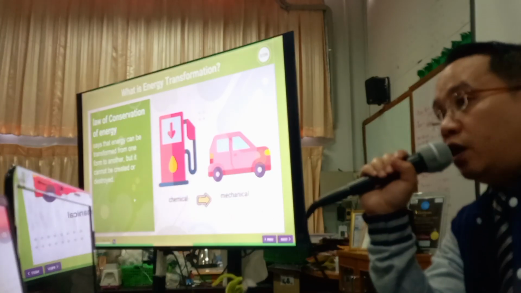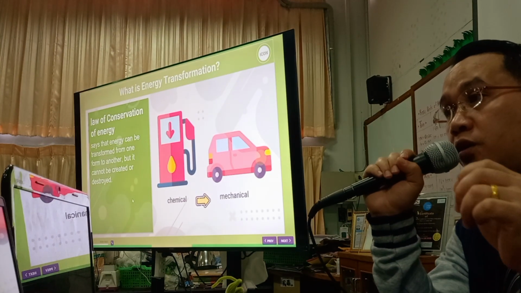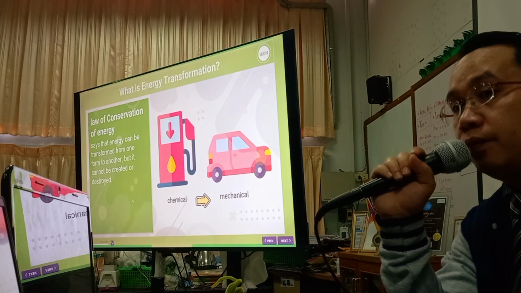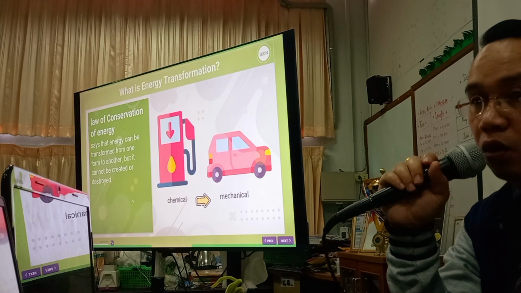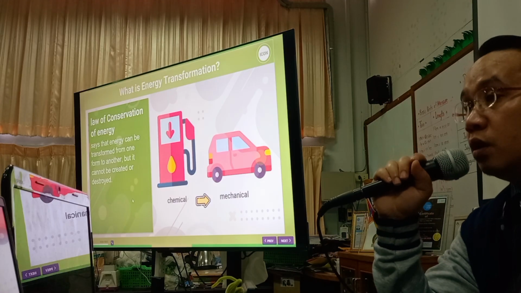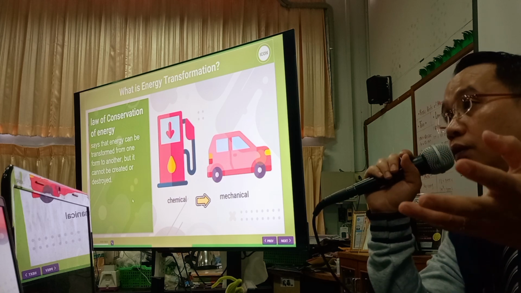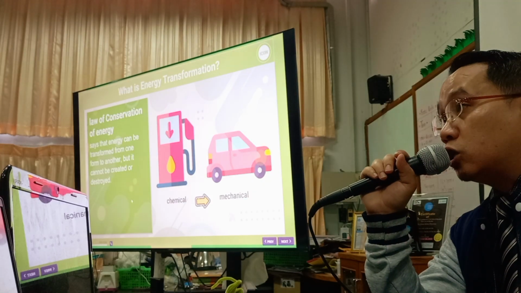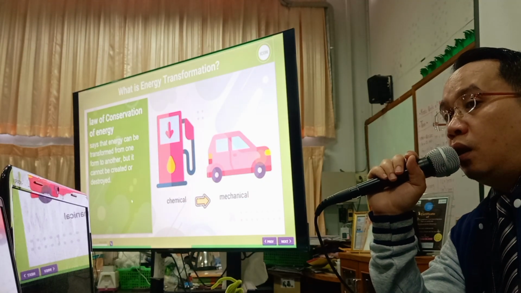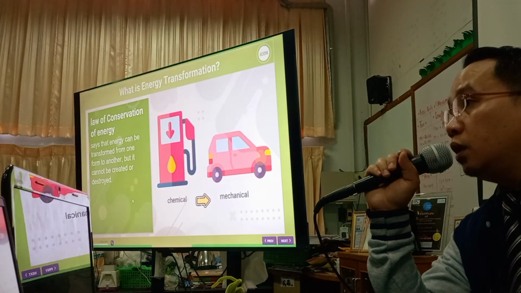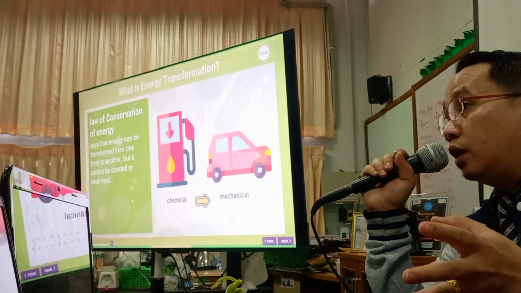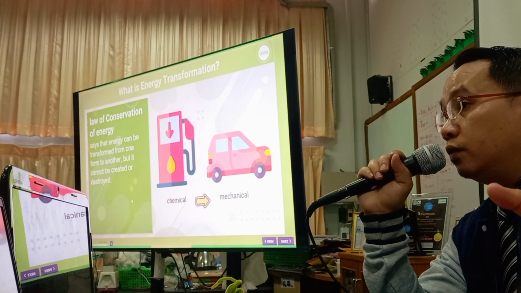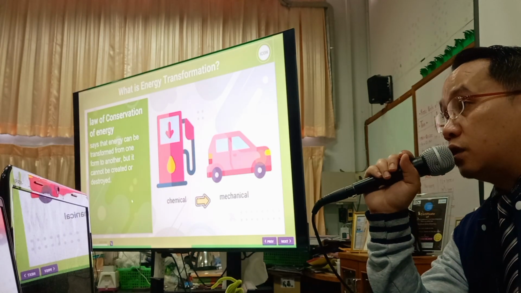The law of conservation of energy states that energy can be transformed from one form to another, but it cannot be created or destroyed. So, remember this. For example, our cars, motorcycles, and any modes of land transportation need fuel. It serves as their blood, letting our cars and motorcycles move and travel far distances.